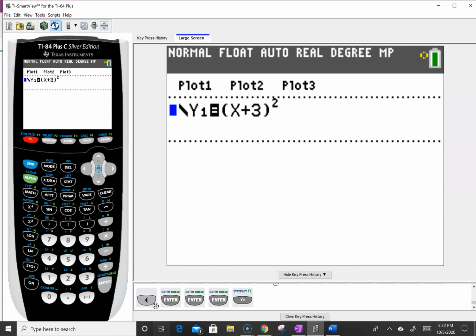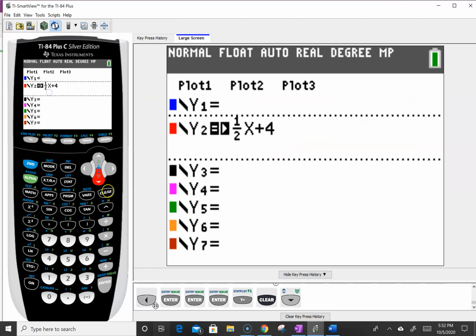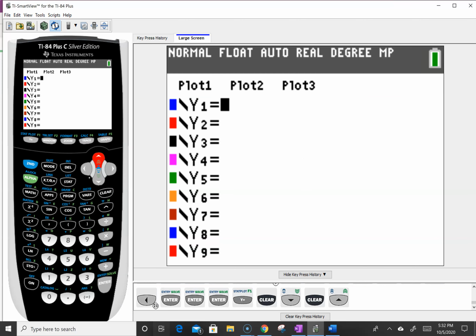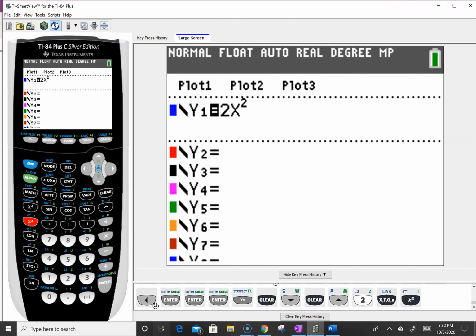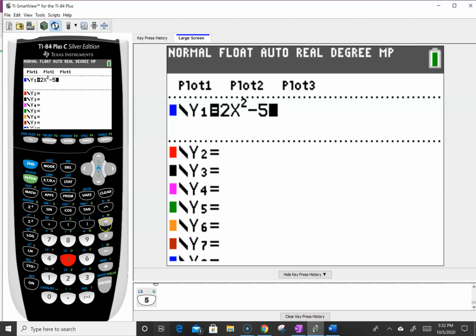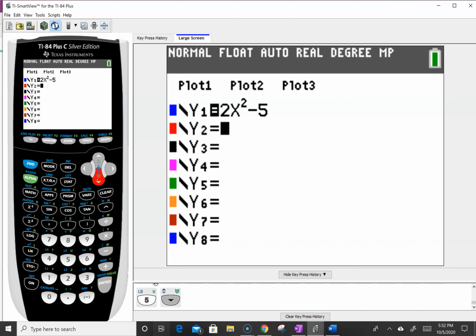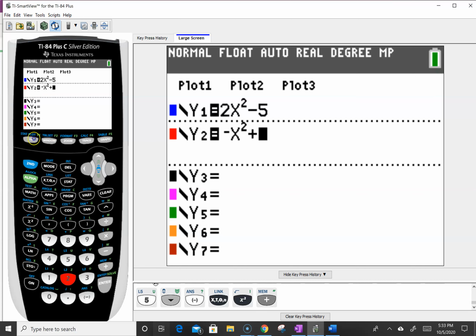All right, let's try and put the next equations in. So I'm going to go back to my y equals. I'm going to clear out what I have. My first equation on the left side is 2x squared minus 5. So I have 2x, and remember the squared is over here, squared, and then minus 5. Arrow down. On the other side of the equation, I have negative x squared plus 2x minus 1.